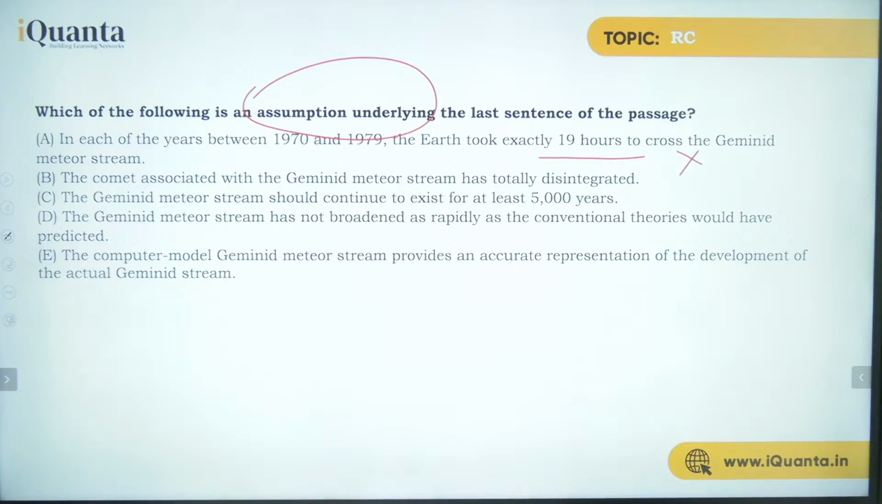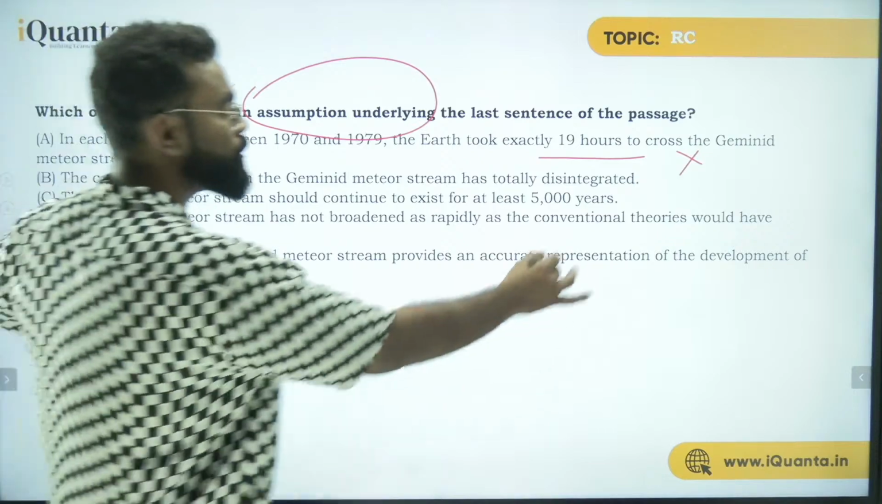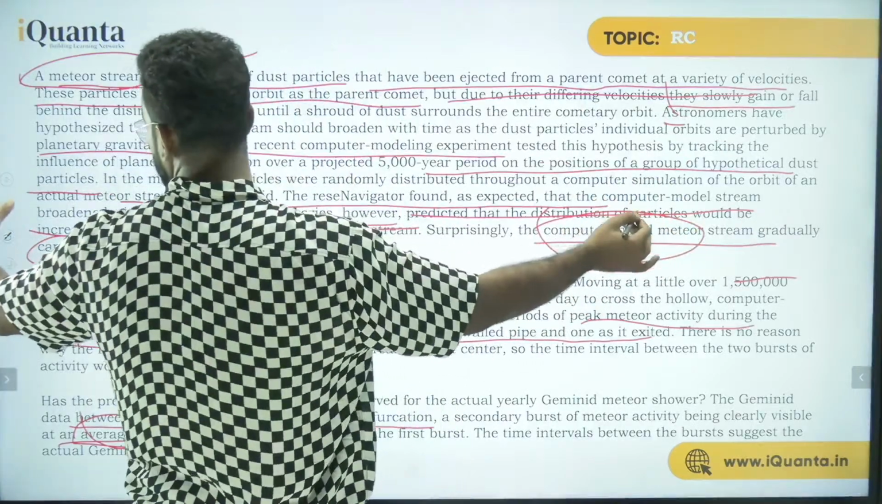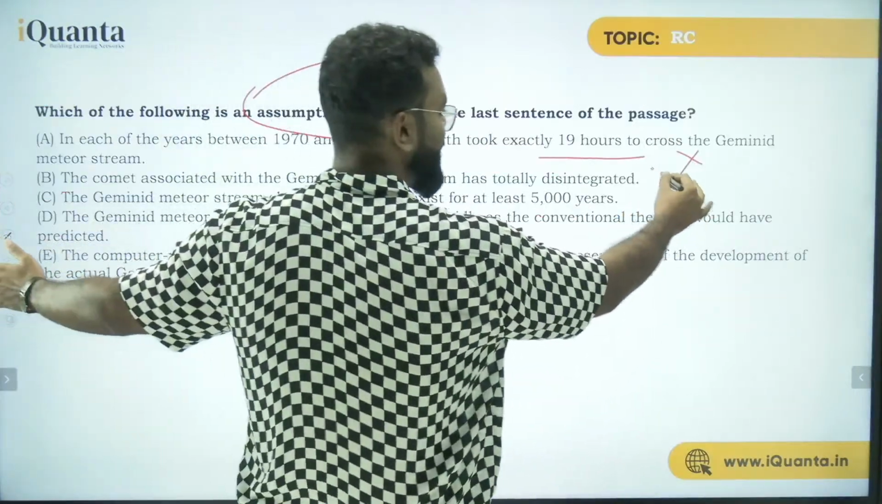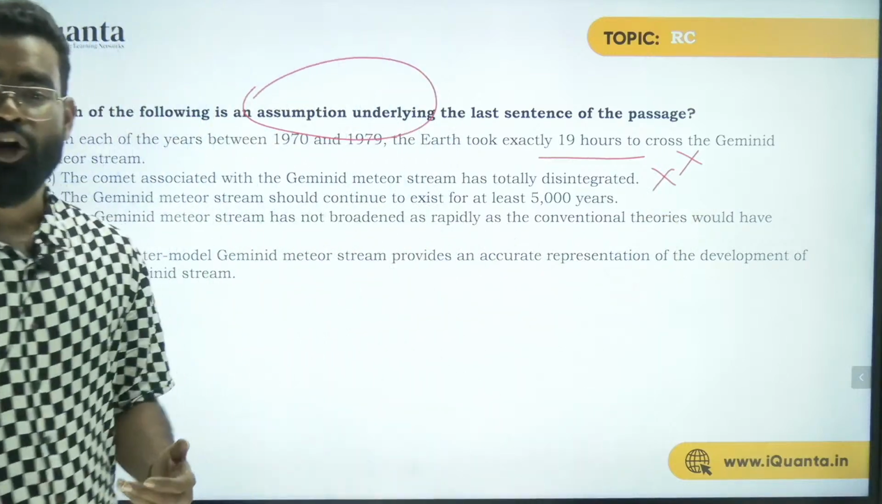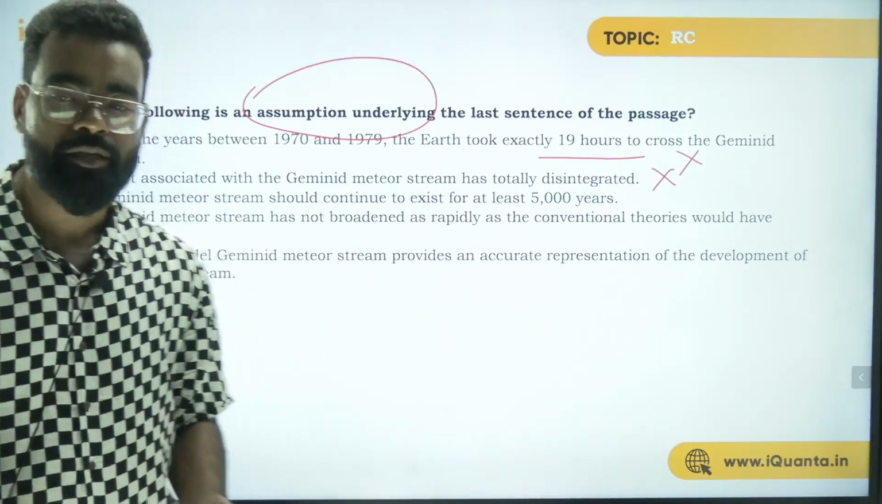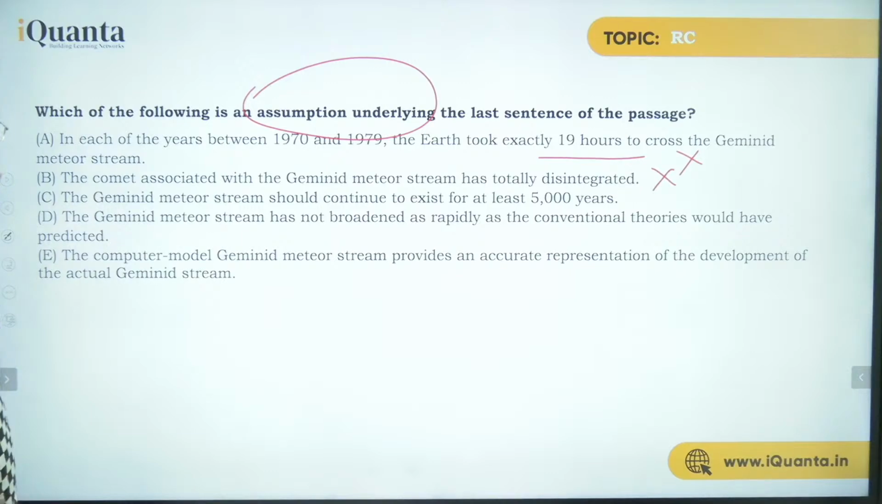You are all giving the right answers now. Excellent job, guys. Second, the comet associated with the Geminid meteor stream has totally disintegrated. Out of context. Why is it out of context? Because they have not said anything about disintegration. Out of context. Yes, guys.